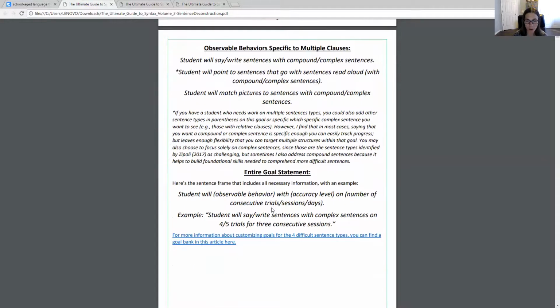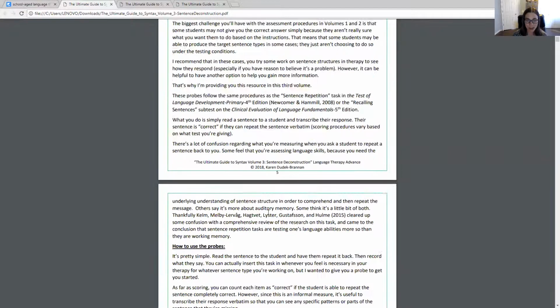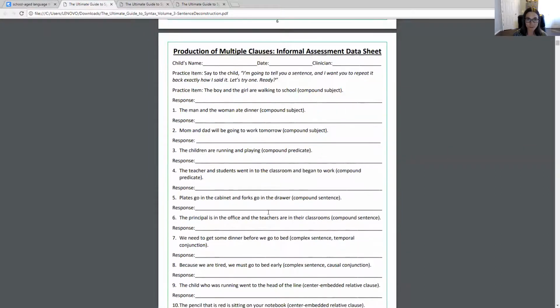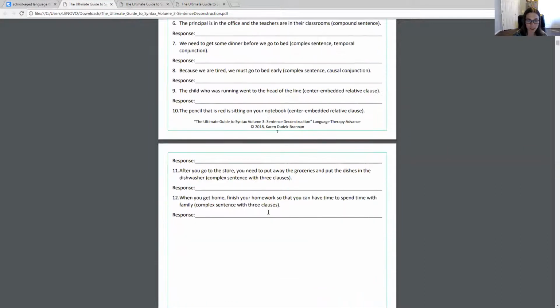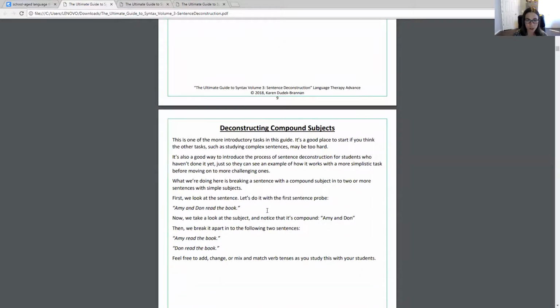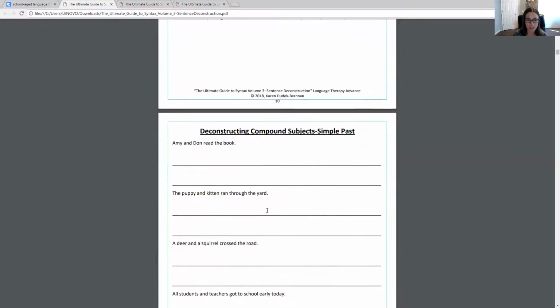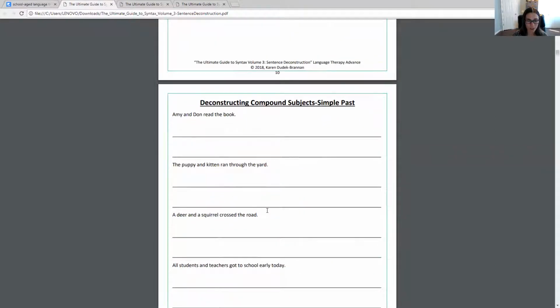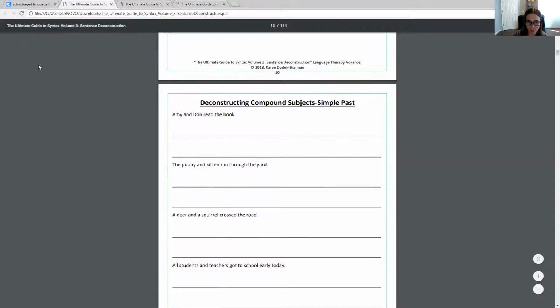Again, I work through goals here, and I give you an assessment procedure here to establish a baseline. Again, it's an informal procedure that you can use to supplement formal assessments. And then I give you the worksheets here. Again, over 100 worksheets with sentence probes that you can use to essentially break these sentences apart into 2 or more separate sentences so that you can show your students these different sentence types and what they mean and how to pull the important information from these sentences.